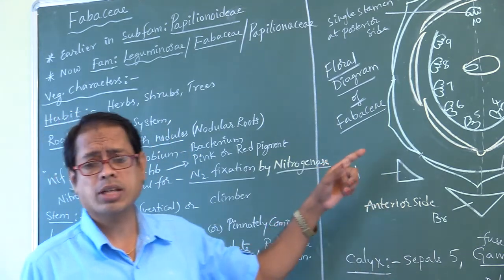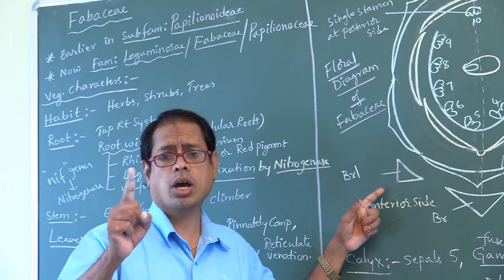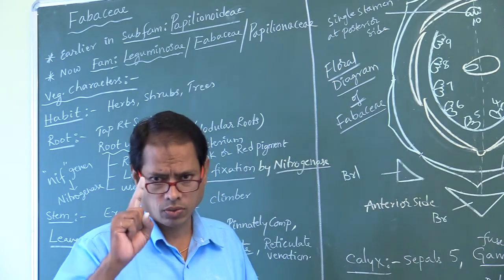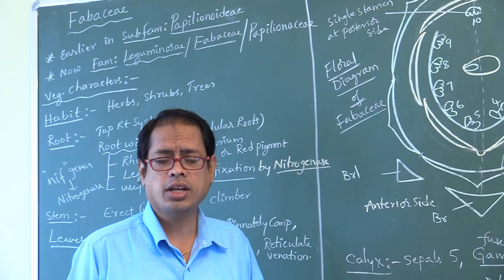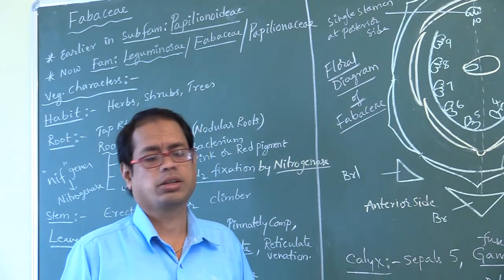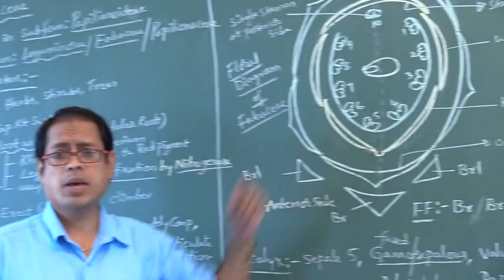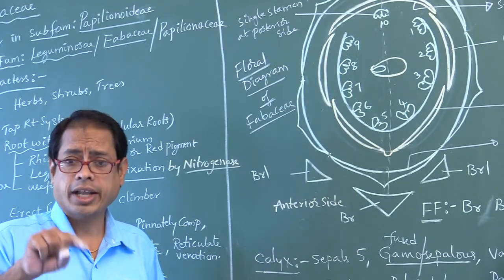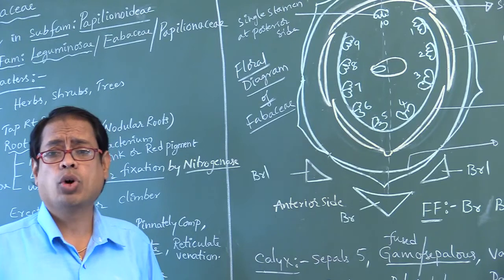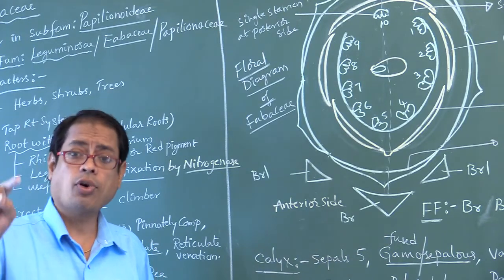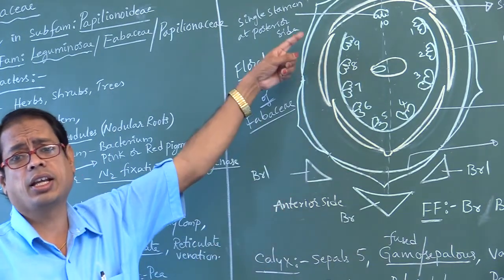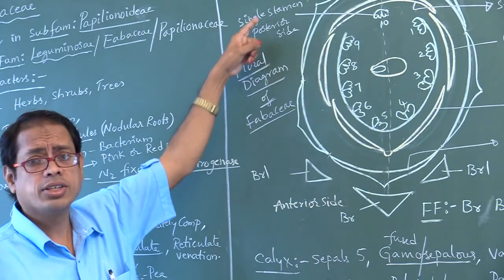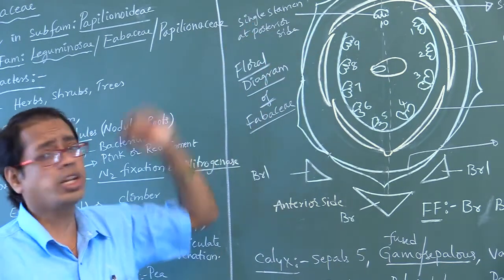And how many carpels are present in Fabaceae? One carpel. Locules, one locule. Placentation, marginal placentation. Number of stamens in Fabaceae flower, 10 stamens. Total anther lobes, 10 into 2, 20. Pollen sacs, 10 into 4, 40. Single stamen is at the posterior side.